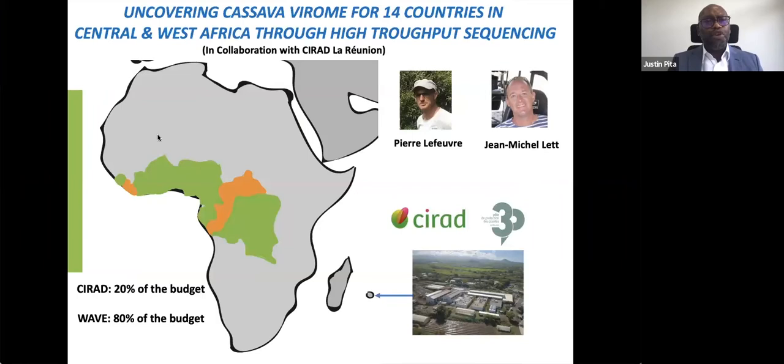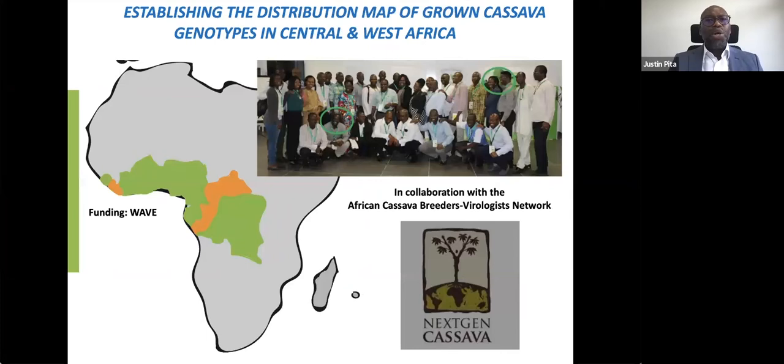We also know that we need to uncover the virome of cassava in all the 14 countries where we are working. And we're doing that through high throughput sequencing in collaboration with Sierra de la Reunion. We're also working on genotyping all the grown cassava varieties in West and Central Africa. And that we are doing in collaboration with breeders in each of our countries, but also with the Nextgen Cassava program. You can see that we are developing and getting a lot of data.